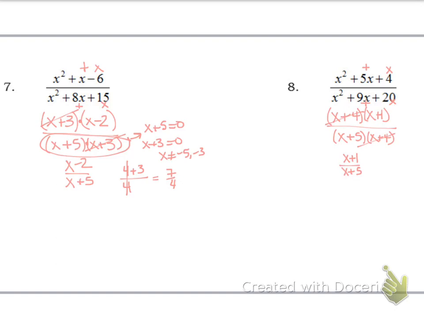My next one here, I want all my possibilities, so before my canceling. So x plus 5 equals 0, and then I would also have x plus 4 equals 0. So x cannot equal -5 and -4.